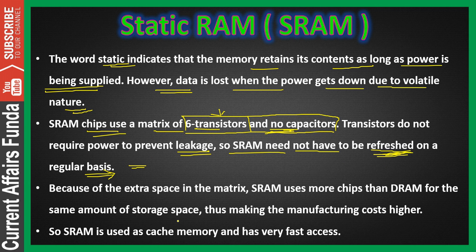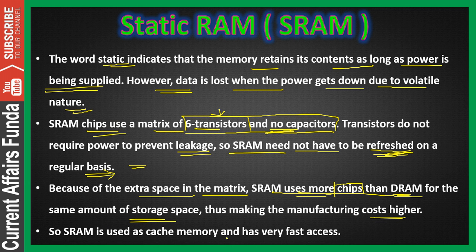Okay, because of the extra space in the matrix, SRAM uses more chips than DRAM, which we'll study in the next slide. For the same amount of storage, means the same amount of data you are going to store in DRAM and SRAM, SRAM will take more chips than DRAM, thus making the manufacturing cost higher. That is why, because SRAM needs more chips than DRAM, the cost will be higher.